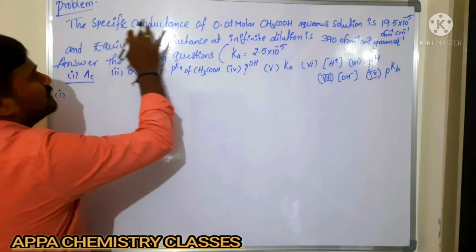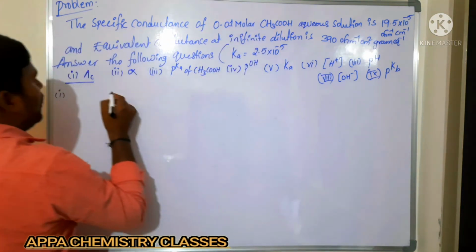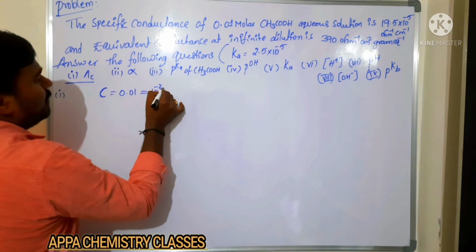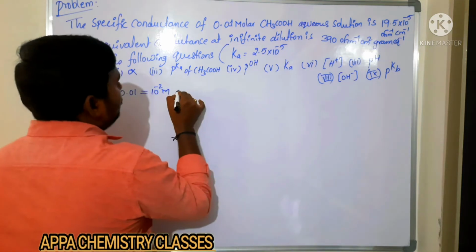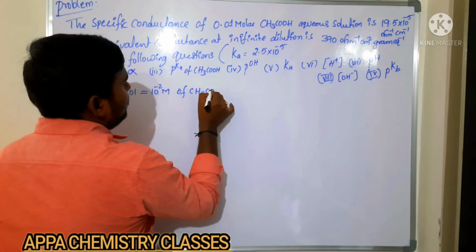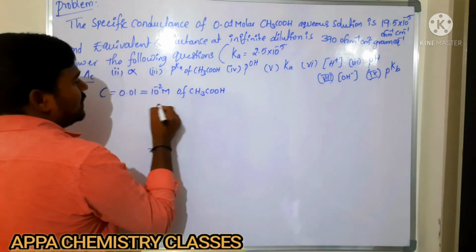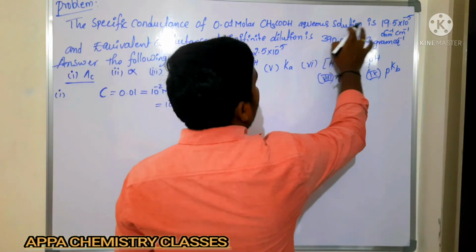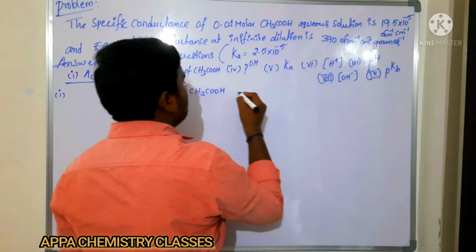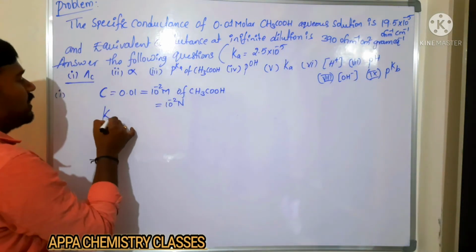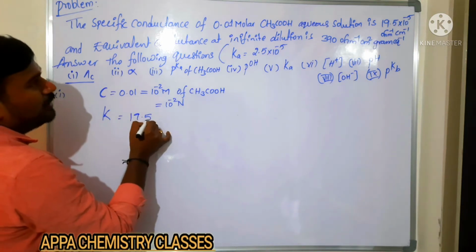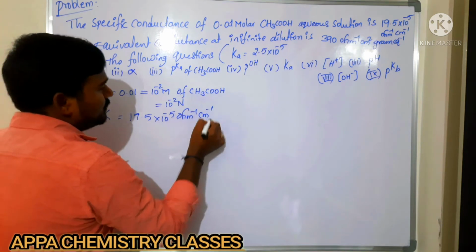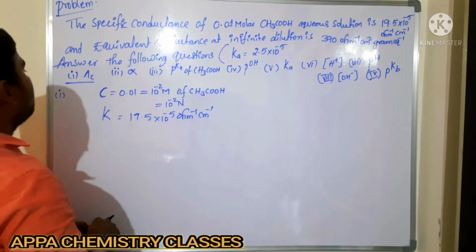What data have they given? The specific conductance of 0.01 molar, that is, the concentration they have given is 0.01, which is nothing but 10 power minus 2 molarity of acetic acid, CH3COOH. In case of acetic acid, molarity is equal to normality. It is also 10 power minus 2 normality. Aqueous solution is given. What is the specific conductance K value? That is 19.5 into 10 power minus 5 ohm inverse centimeter inverse.